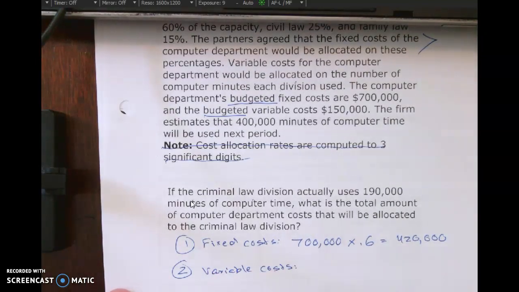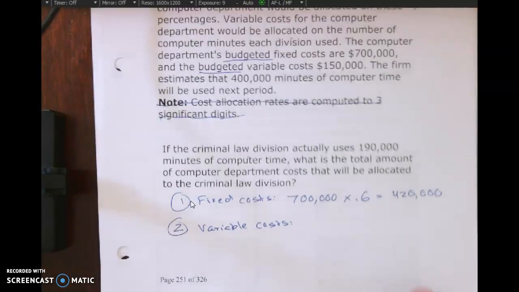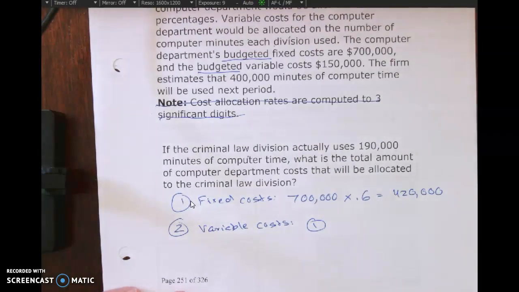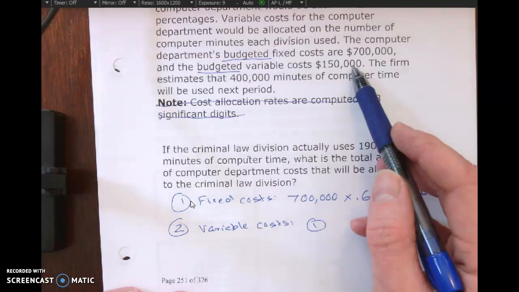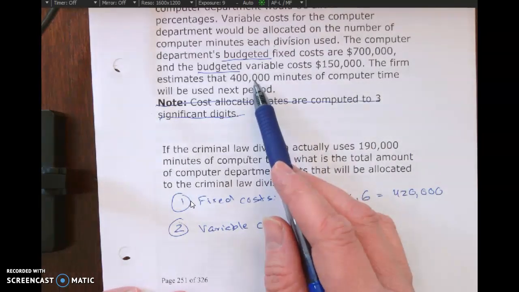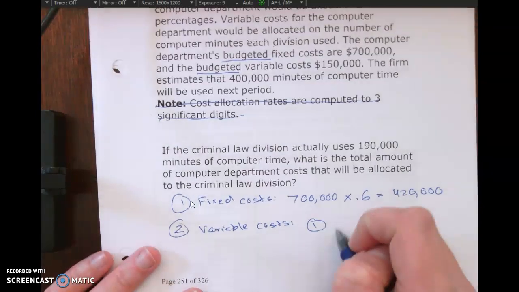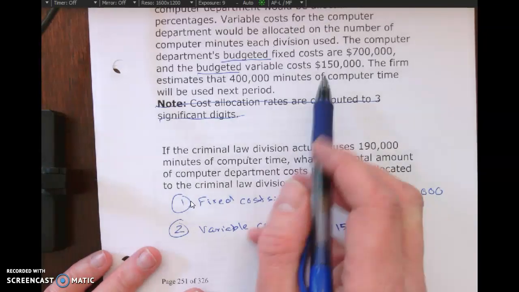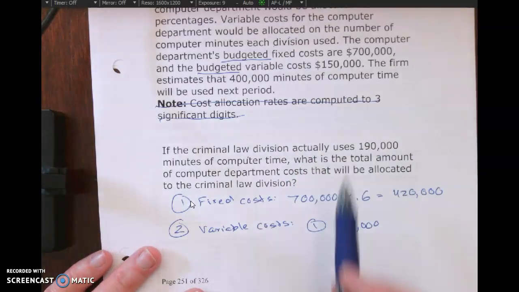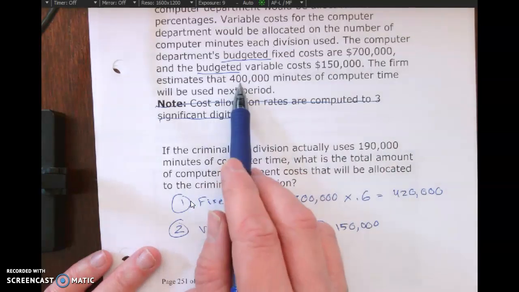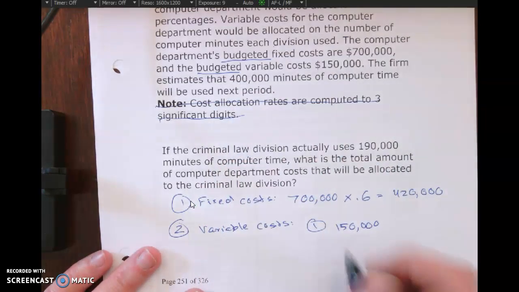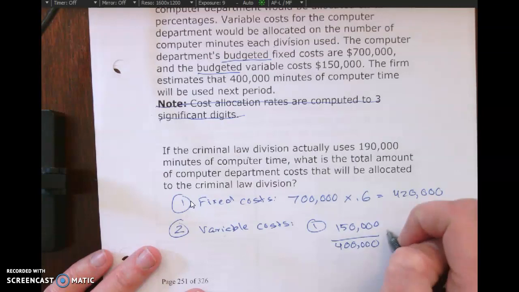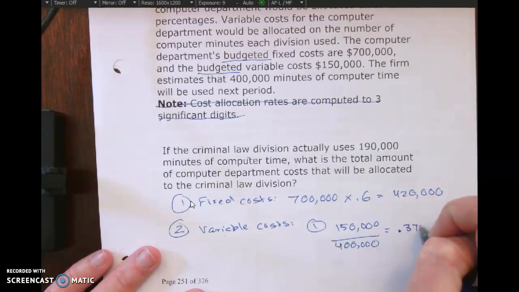Now with our variable costs, we have to first do our rate. So first step, just like we did in that other problem, we calculate the rate. Now how do we calculate the rate? Estimated costs divided by our estimated allocation base. So what are our estimated costs? $150,000. Because again, we're only talking about variable costs now. So I can only put the $150,000 in the numerator here. The firm estimates that 400,000 minutes of computer time will be used. So I can divide that by my estimated total allocation base. And what that gives me is 0.375.